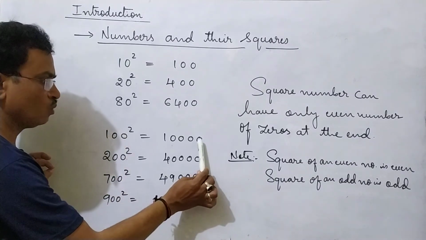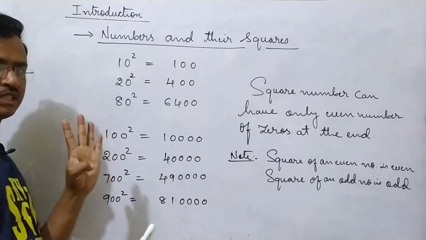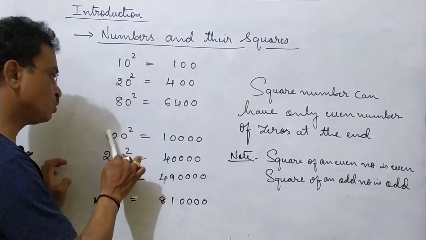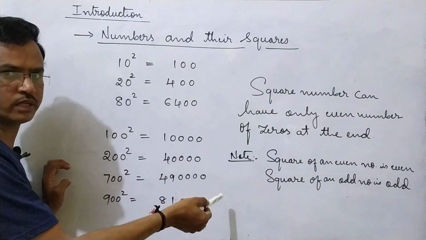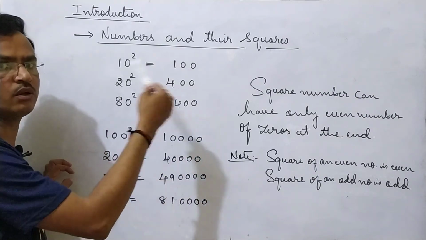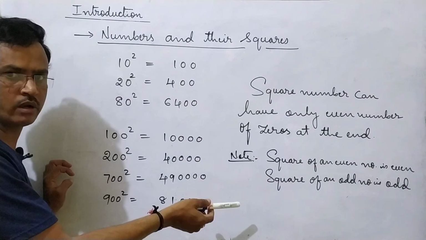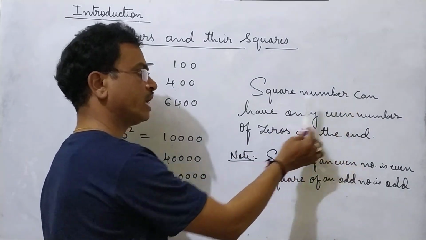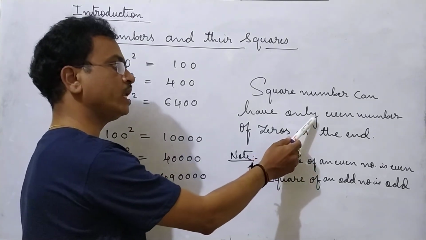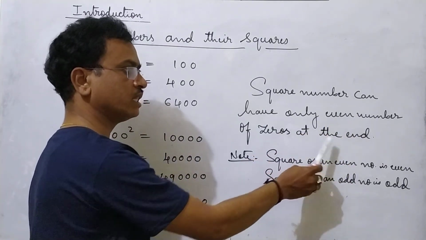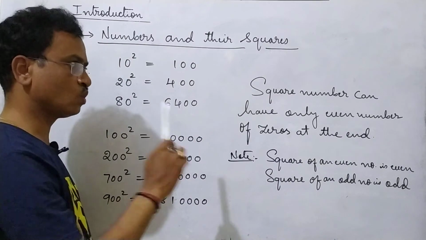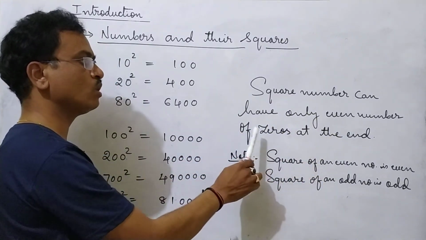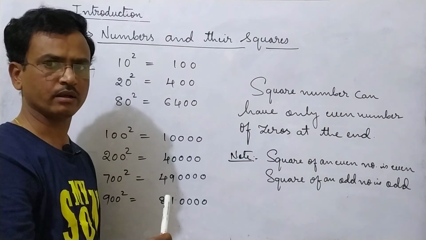Now here you see 1, 2, 3, 4. 4 means an even number of zeros. Okay. Now here 2 zeros means you will get 4 zeros that side. If 3 zeros are there, you will get 6 zeros that side, and so on. So a square number can have only an even number of zeros at the end.